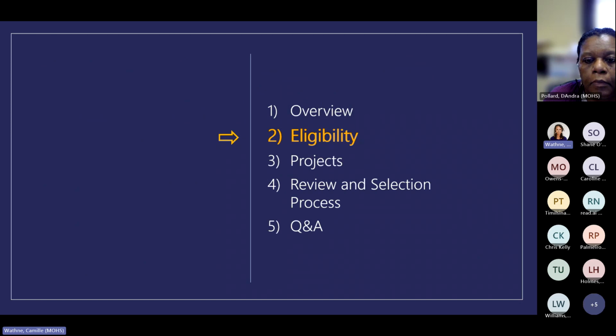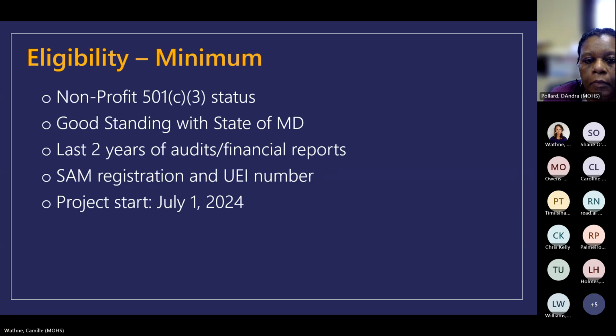Okay, so some information about the eligibility for applicants. At a minimum, all agencies need to have nonprofit 501c3 status. You have to be a tax-exempt organization or another city agency. You must be in good standing with the state of Maryland. This certification of good standing can be obtained through the Department of Taxation website, and it must be within 30 days of the application submission.